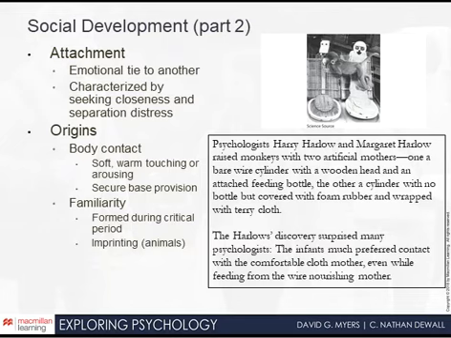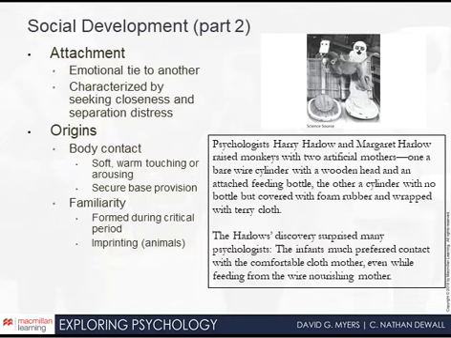Well, where does this happen? Why do we see attachment? Well, a couple of the ideas regarding the origin of attachment. We have body contact, soft, warm, touching, or arousing, secure base provision, and familiarity formed during critical periods and imprinting when it comes to animals specifically. So the notion is that what we see is that attachment makes us want to be close to have physical contact with. Psychologists Harry Harlow and Margaret Harlow raised monkeys with two artificial mothers.